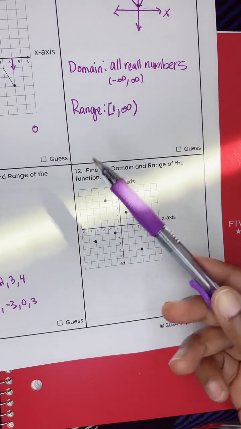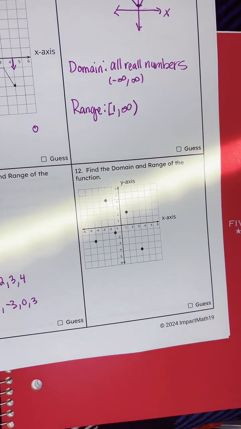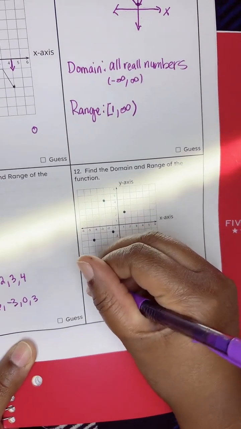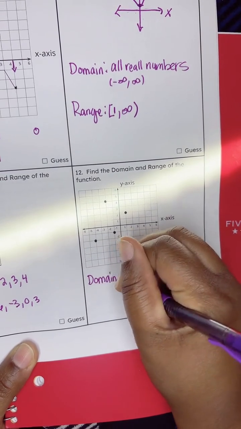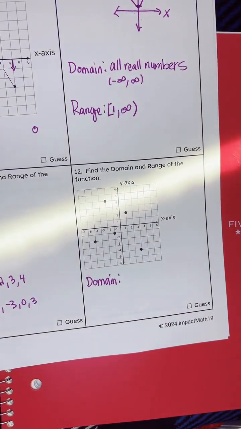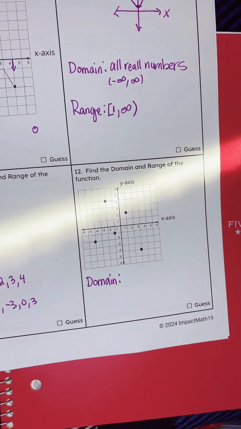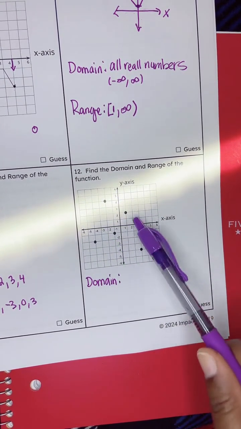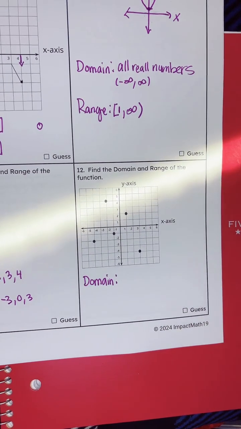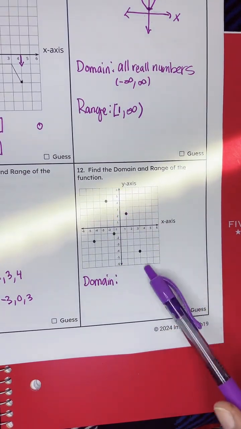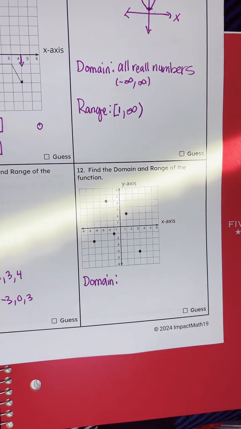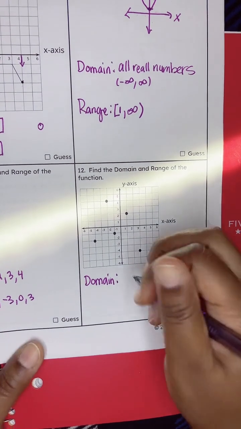Okay, let's do number 12. So let's do the domain, y'all. Domain. Remember, we're looking at the x-axis. And we want to start with our farthest to the left. Okay. So let me see. Does anybody get it? -4 to 3. Ooh. See, when it's discrete, this is called discrete. You talk about continuous and discrete. This is discrete because they do not connect. So unfortunately, we have to list them off.